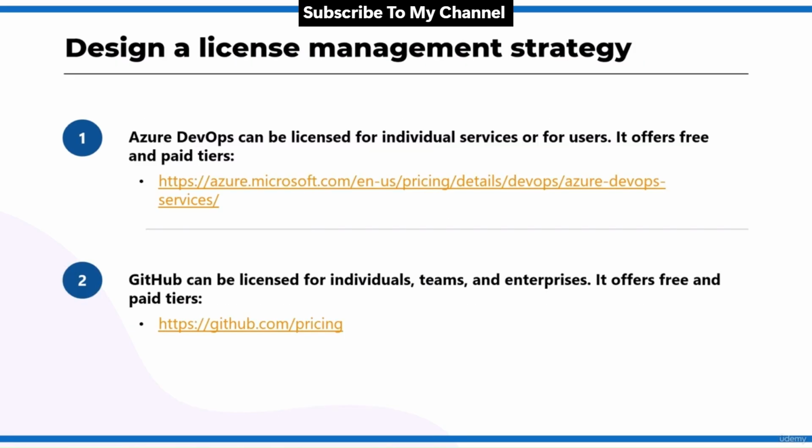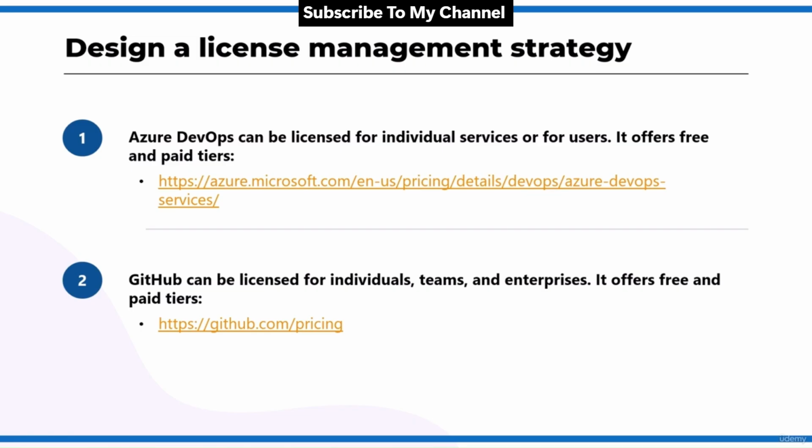When designing a license management strategy, you first need to understand your progress in the DevOps implementation phase. Licensing is undoubtedly a very important part of every project. Azure DevOps can be licensed for individual services or for users. It offers free and paid tiers also. You can check this link which is visible on the slide, and you can get more details about the pricing because it changes very frequently. GitHub can also be licensed for individuals, teams, and for enterprises.